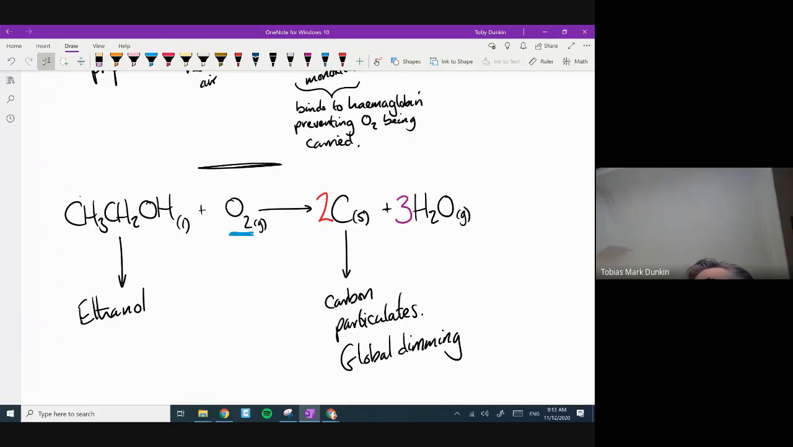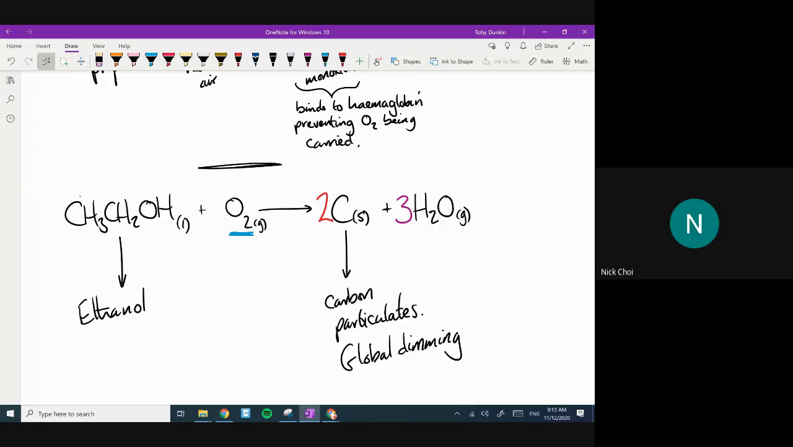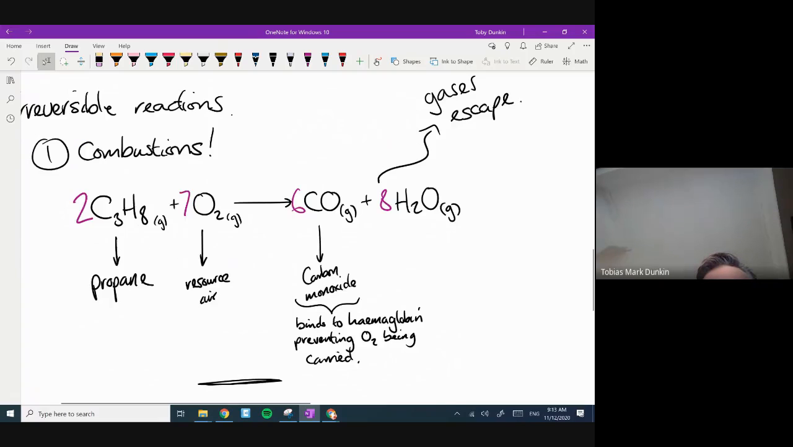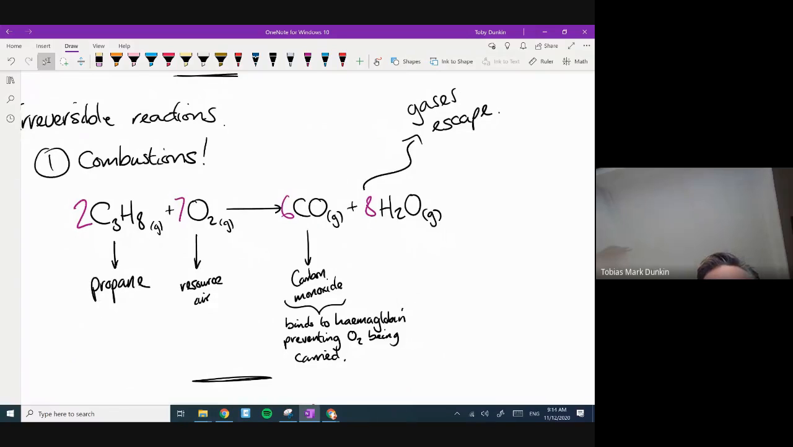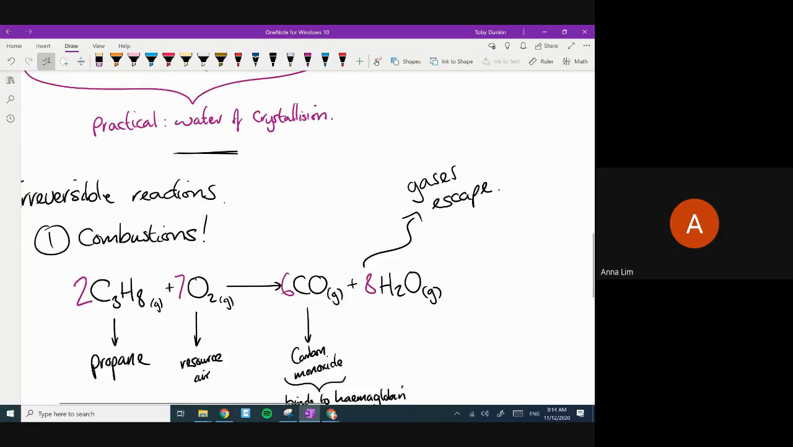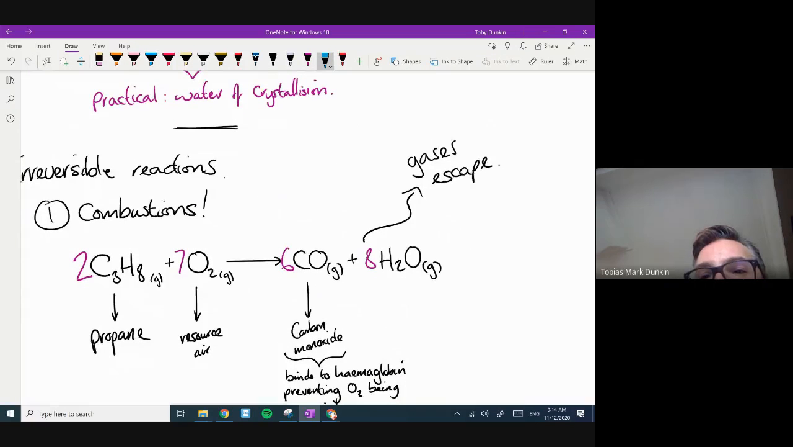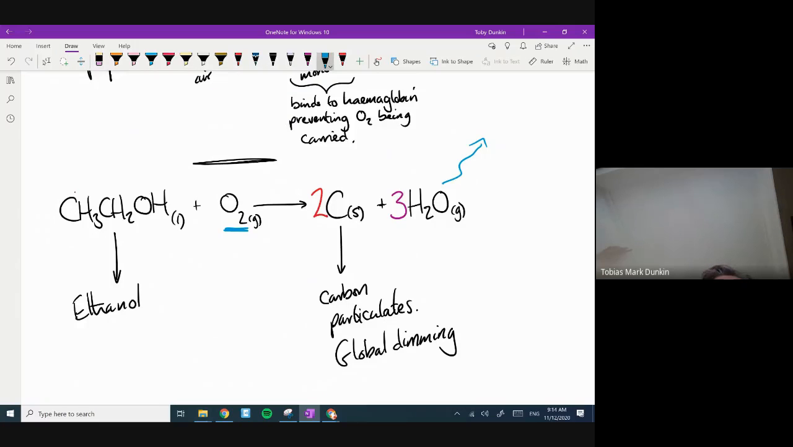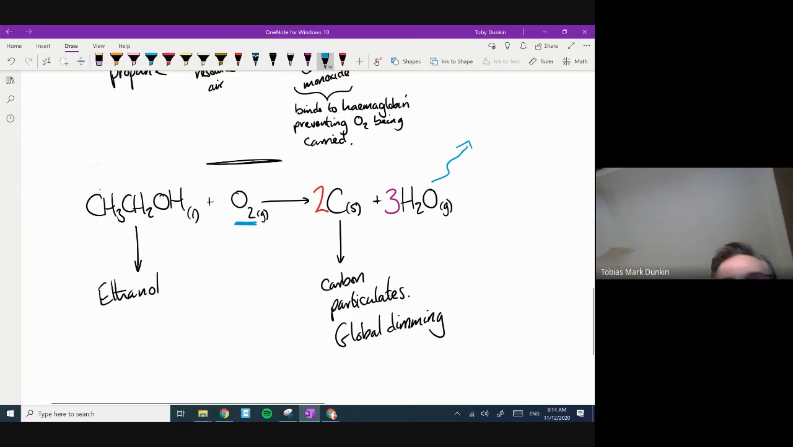You can pass if you like. Can I pass? Yeah. Anna, any ideas based on this bit here? I'm not sure. It's the gases escaping bit. This bit makes it tricky, and it's all because of these state symbols. The reason why this is tricky to reverse is because the water is going to escape as a vapor.